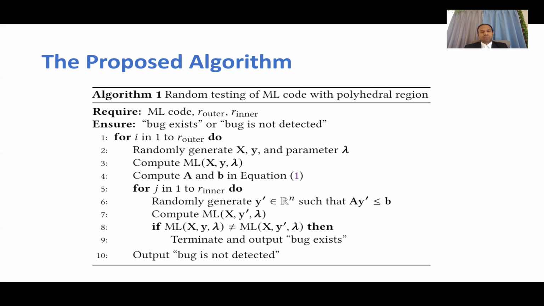In the first step, we consider a for loop, for 1 to outer, do. Then we randomly generate X, Y, and parameter lambda. Then we compute ML(X, Y, lambda). Then we compute A and B from the Lasso equation. Then again we use a for loop, for the inner function, 1 to inner. Then we randomly generate Y prime according to the condition A Y prime less than or equal to B. We compute ML(X, Y, lambda) and ML(X, Y prime, lambda). If ML(X, Y, lambda) is not equal to ML(X, Y prime, lambda), then we terminate, which means that a bug exists. Otherwise, no bug is detected. The output shows that.